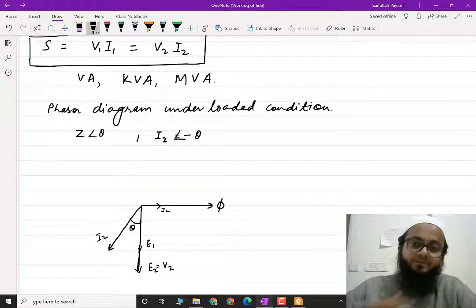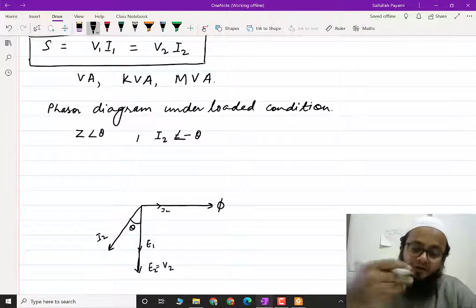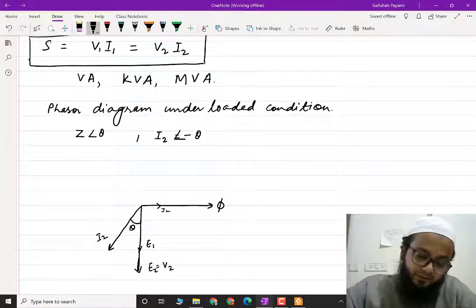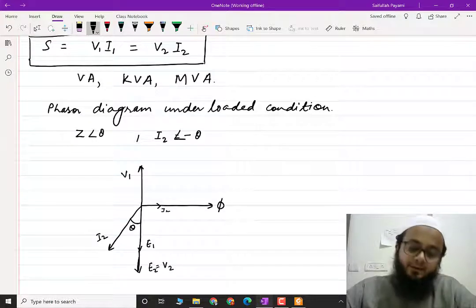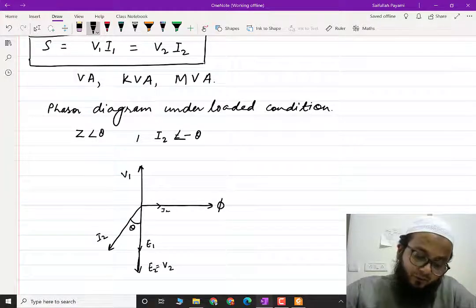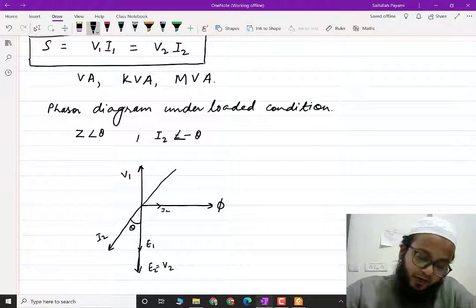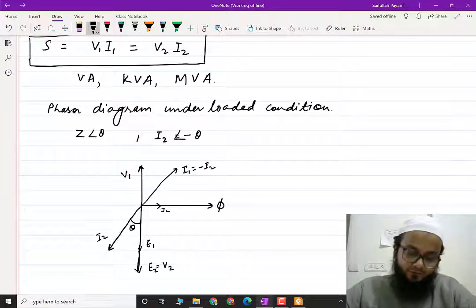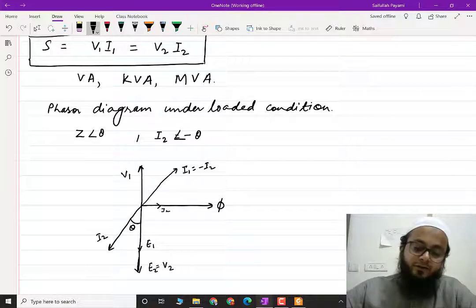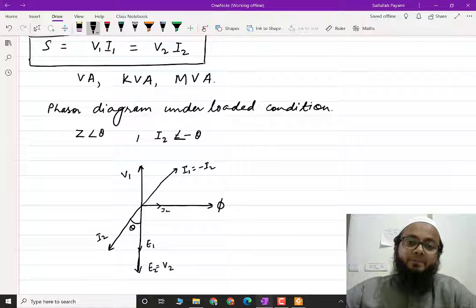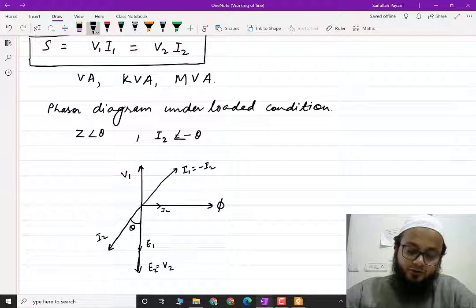What about I1? So if I go with the first convention, and V1 was this voltage V1, then I1 would be opposite to I2 here. So this is I1, which is equal to minus of I2 here. That means here the power is actually being sent at the primary side. With respect to V1, power is actually being sent by the source there.